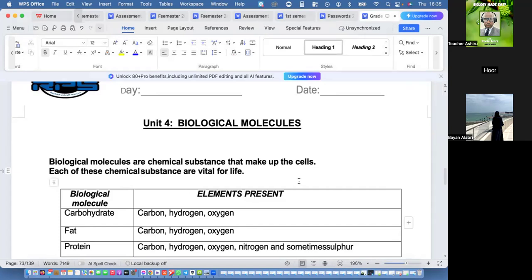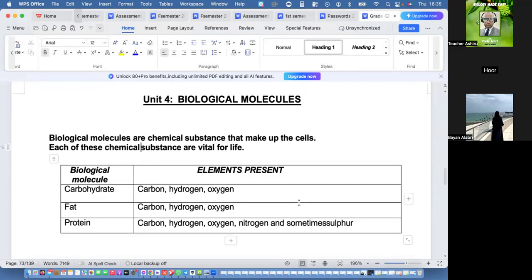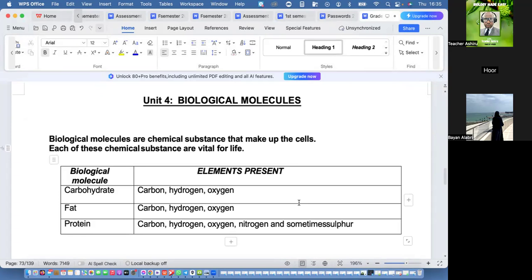Now, when we talk about biological molecules, we are looking at carbohydrates, fats, protein, and of course, in some instances, nucleic acid is also included.